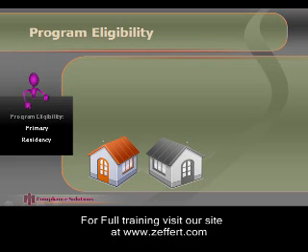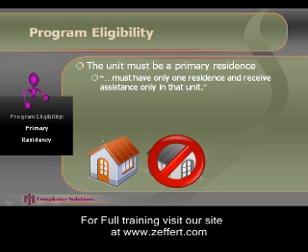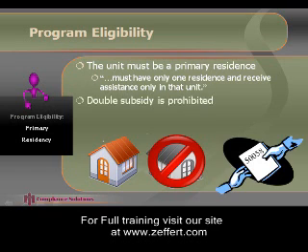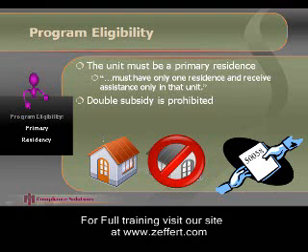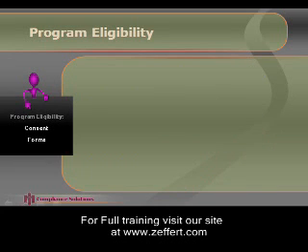Moving right along in our discussion of program eligibility requirements, we come to the primary residence rule. HUD says assisted tenants must have only one residence and receive assistance only in that unit. This rule is meant to ensure that the government pays assistance on only one unit for a family. Double subsidy is prohibited. Persons who hold a voucher cannot keep their vouchers and get project-based assistance at the same time. To be program eligible, a household also must sign specific consent and verification forms.